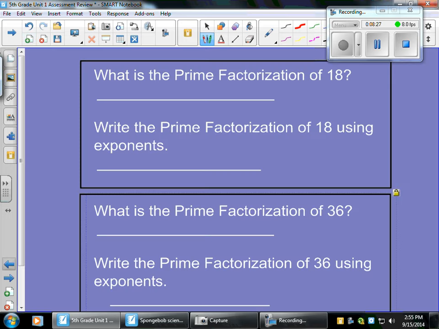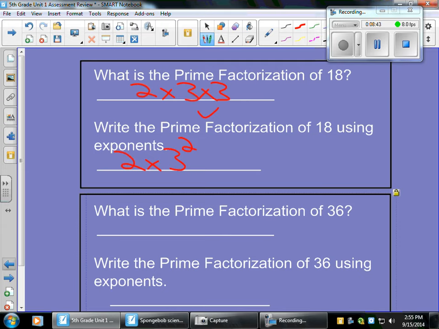Let's go back. What is the prime factorization? 2 times 3 times 3. Write the prime factorization of 18 using exponents. Well, I have 2 3's here. So I have 2 times 3 to the second power.